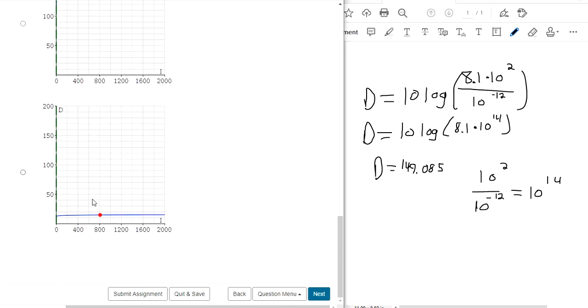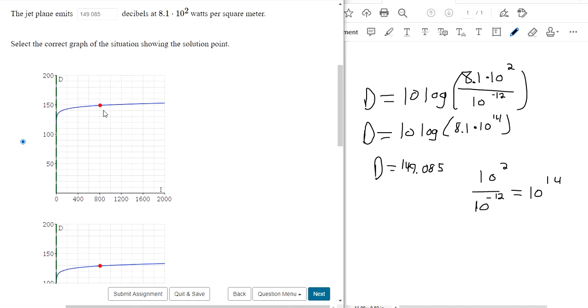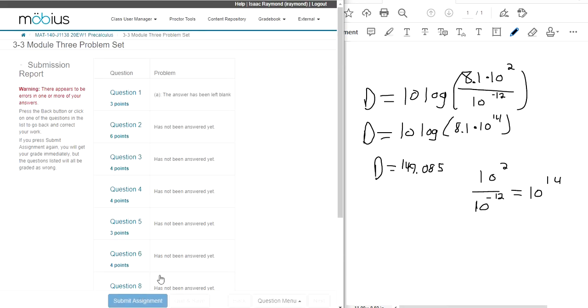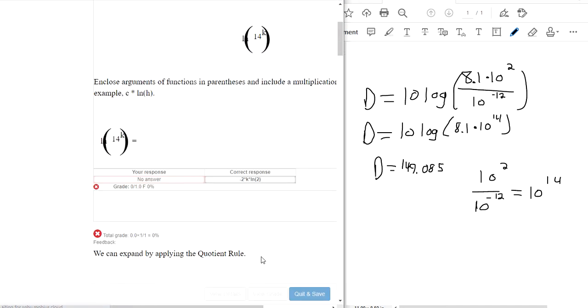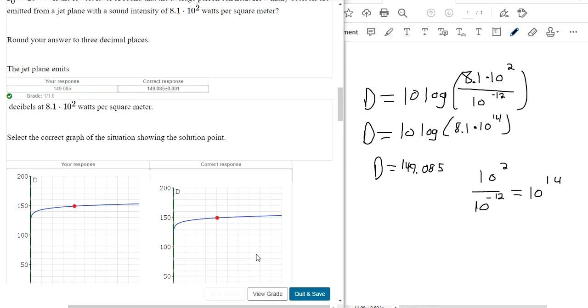Those are really close. We're going to go with this one because the dot is here, and that's emphasizing the problem that we just solved. Oh, it says the solution showing the point. So this is the solution that shows the point. Okay. So let's just double check, make sure it shows up as right. There we go. Everything is good there.